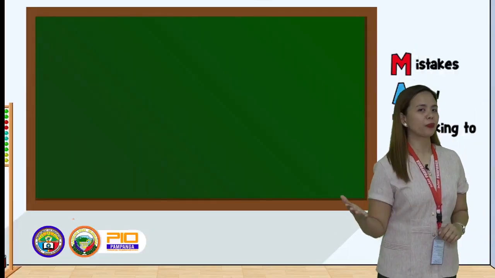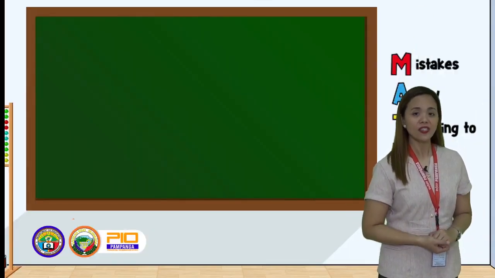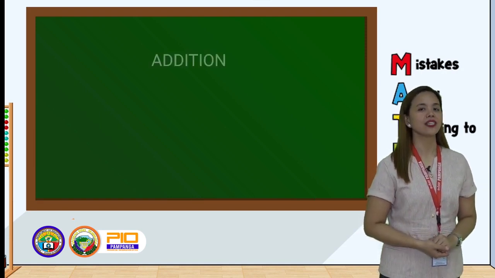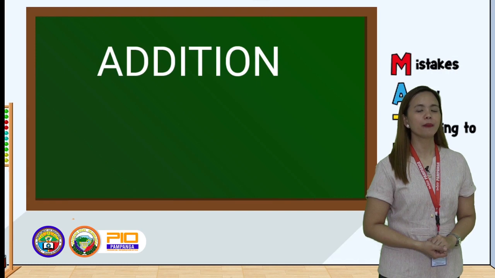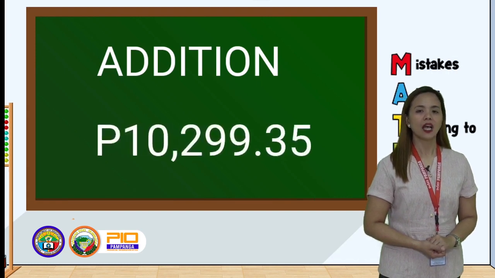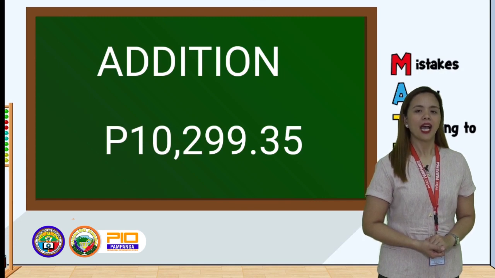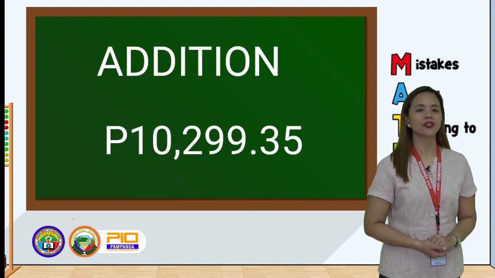So we're back, Super K kids. What is your answer? You got it! The operation to be used is addition. And the answer to the problem is 10,299 and 35 hundredths, which is the price of the refrigerator before the sale.